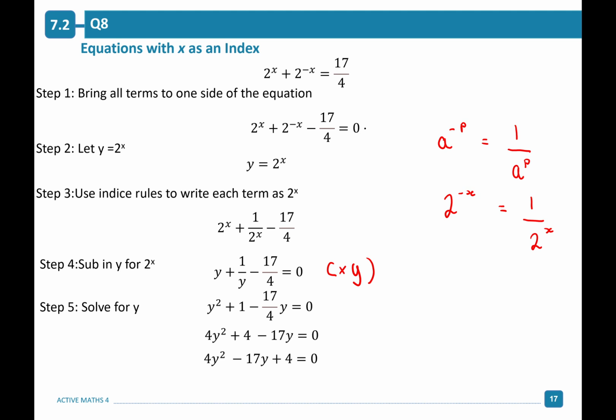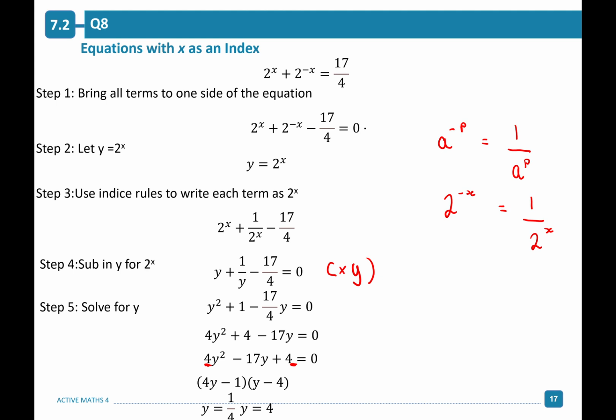I now want to solve for y, so I'm going to factorize my equation. So I'm going to times my n values and find the factors of 16 that can add to make minus 17. This gives us 4y minus 1 times y minus 4. I now want to solve for y, so I put both brackets equal to 0 and find y. y is equal to 1 over 4 and y is equal to 4.